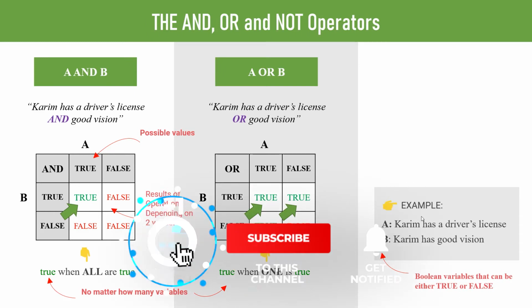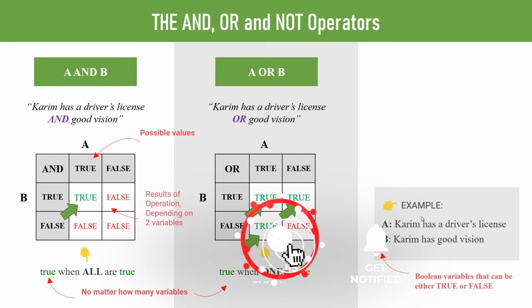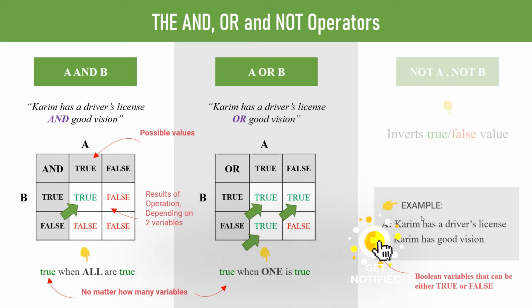Anyway, we finally also have the NOT operator, which is a lot simpler because it doesn't combine multiple values. Instead, the NOT operator acts on only one Boolean value, and it basically just inverts it. So if A is true, NOT A will become false, and if A is false, then NOT A will become true. Simple as that. And that's basically how these three most important logical operators work.